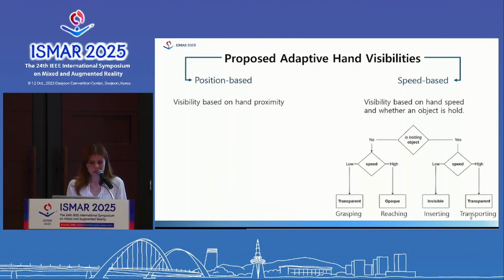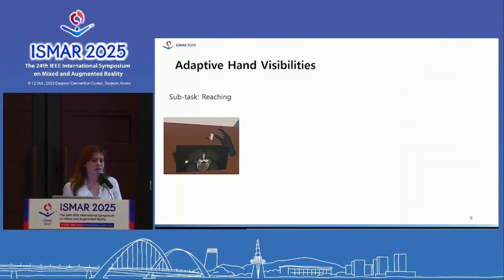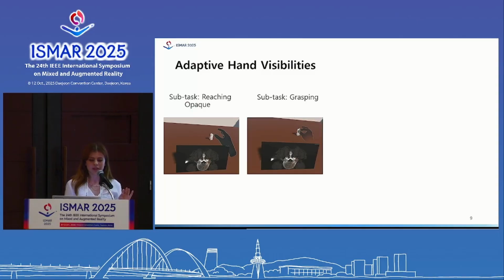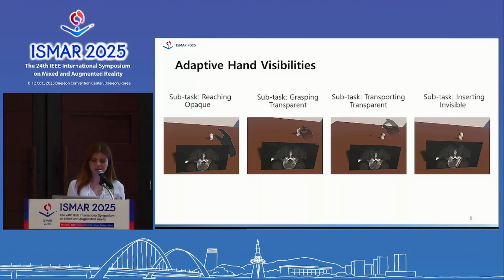And in the speed-based one, this is the decision tree. I will just give an example. For instance, if the user is holding an object and the speed is lower than the adjusted threshold, the hands become invisible because this refers to the inserting movement. So this is our user study. During the reaching subtask, we designed the hands to be fully opaque. When the user starts the grasping movement, the hands become transparent. During transporting, they stay transparent, and when the inserting movement starts, they become invisible.